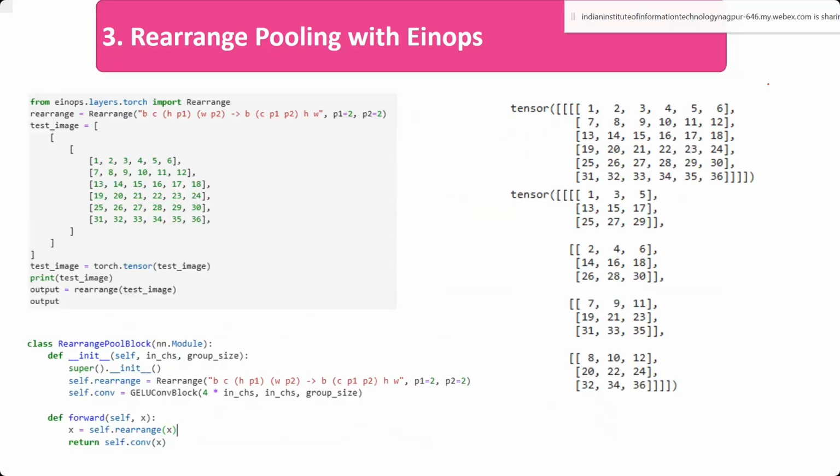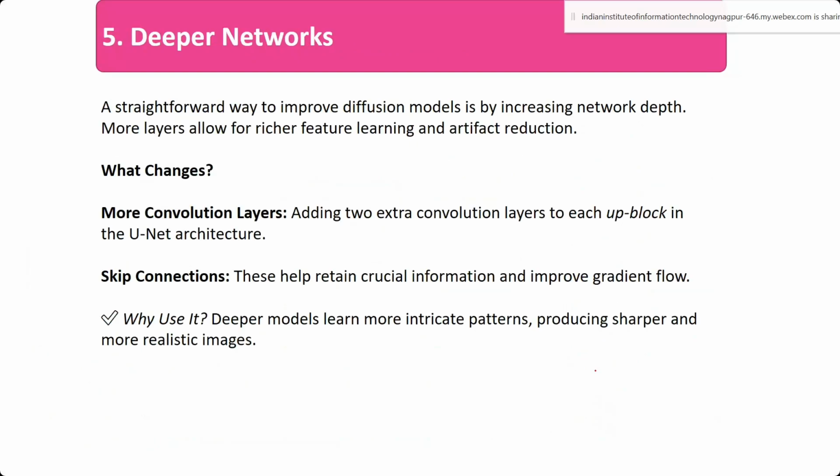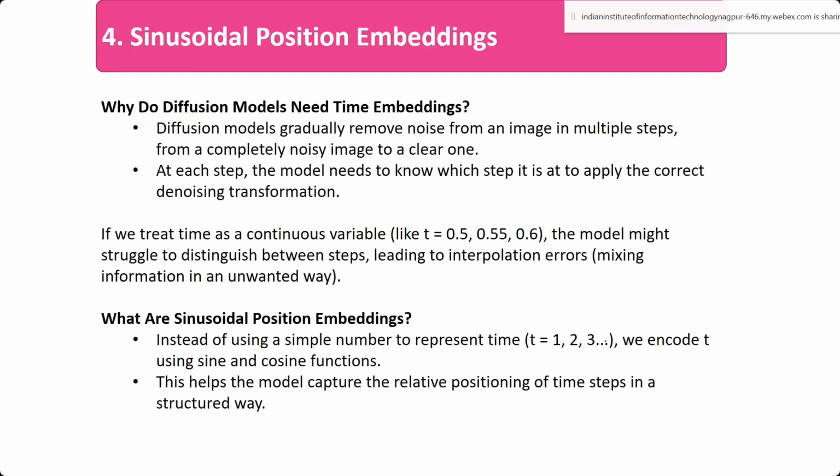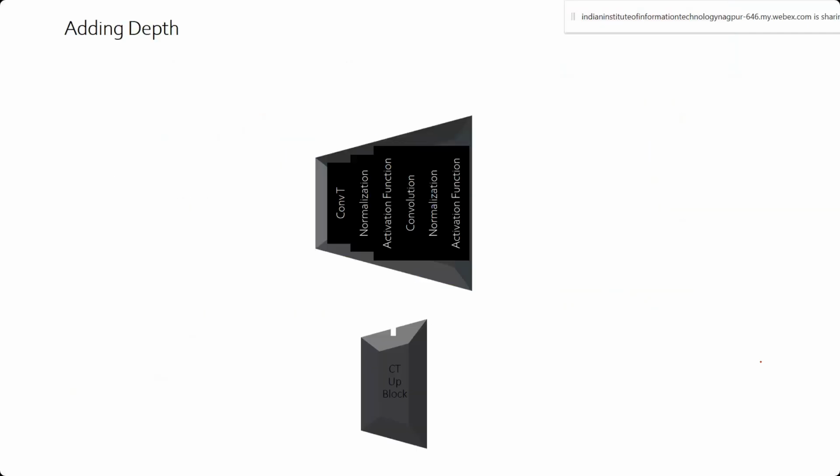If you observe here, 1, 3, 5, then 13, 15, 17. Like that you are taking 4 channels. So you are reducing it to half, but you are taking data in a number of channels. Again, as I have mentioned, different time steps are there. For those time steps, you are considering some cosine formula. That is a sinusoidal positional embedding. And then the last part is a deeper network.